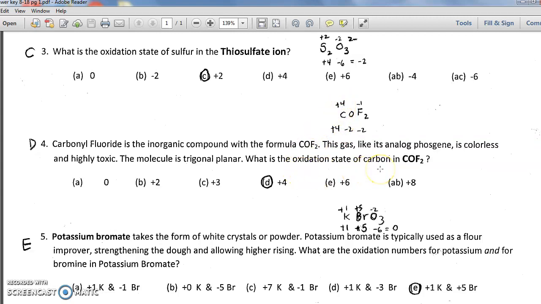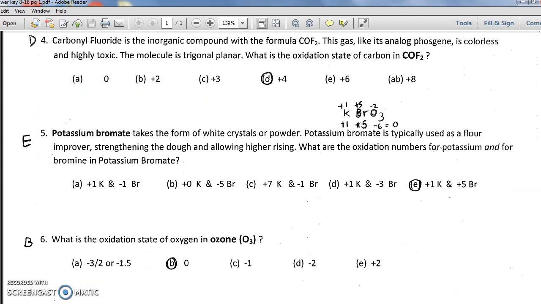On this molecular compound, we would not try to name it in the Stock system. The Stock system's reserved for binary molecular or binary ionic compounds. So its name is carbonyl fluoride.